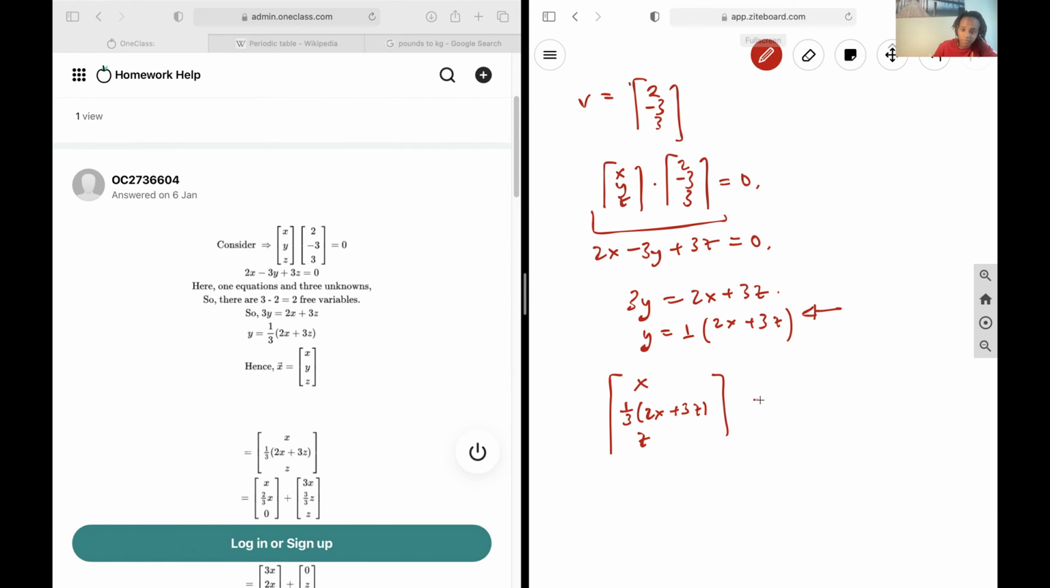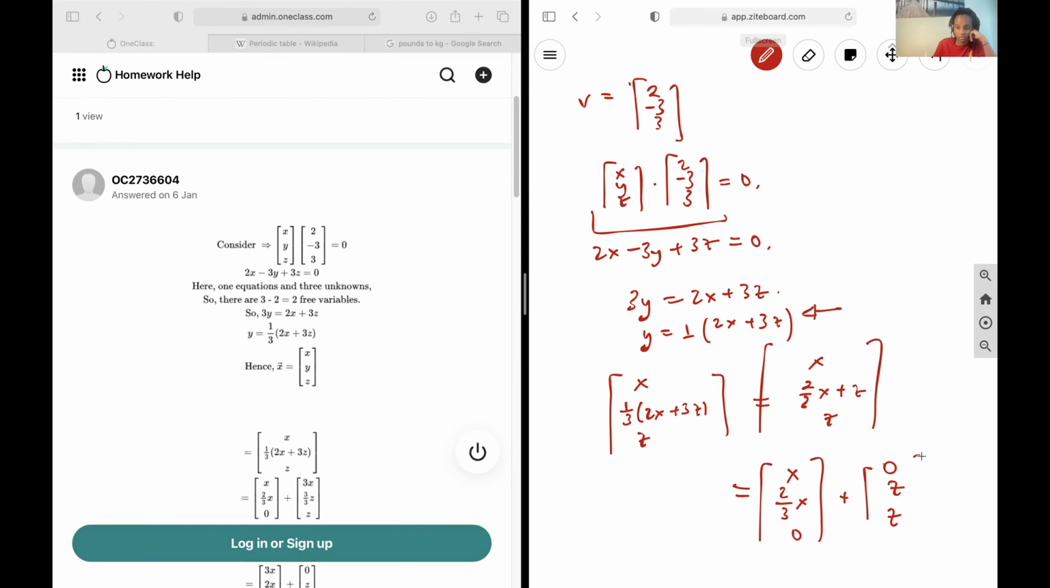Now, if we separate this out, it becomes x, 2 over 3x plus z, and z. And then now we can separate this into x, 2 over 3x, 0, plus 0, z, z.